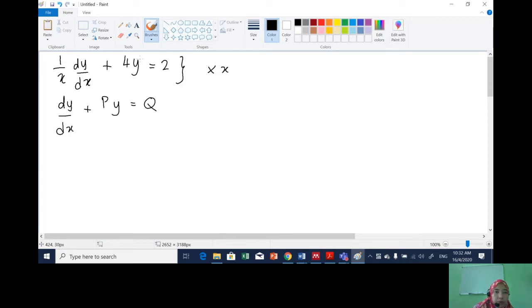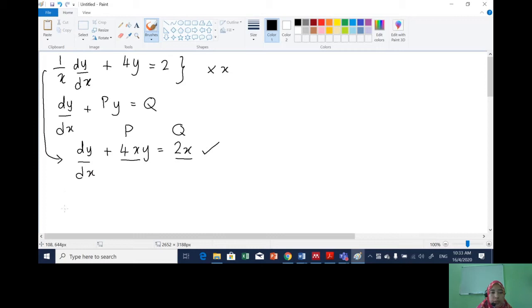I'm going to repeat. To make it into this form, the original equation must be multiplied, left hand side and right hand side, with x. When we multiply, the equation becomes dy over dx plus 4xy equal to 2x. This is the correct transformation. Now determine what is P. This is our P, this is our Q. So P is 4x, Q is 2x.